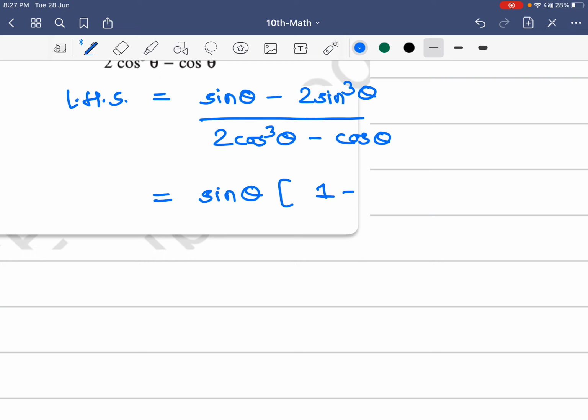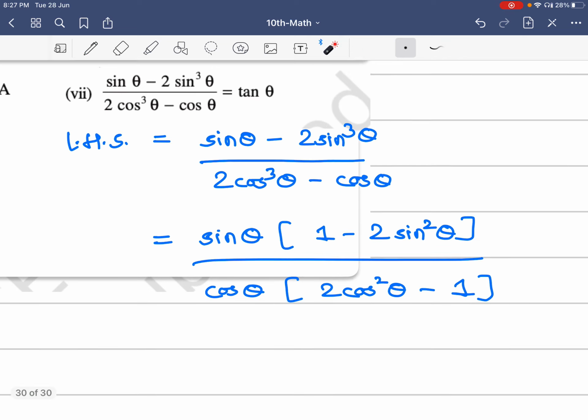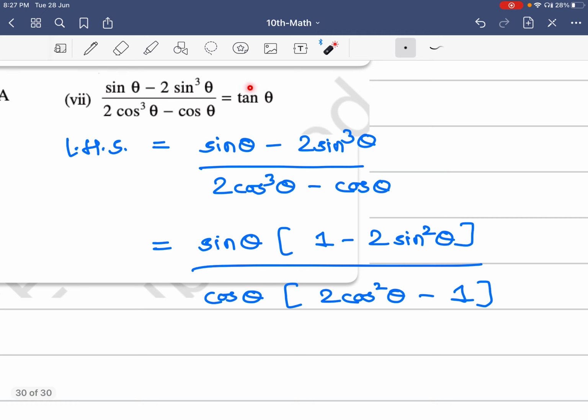So that's going to be 1 minus 2 sin square theta, and this whole divided by, once again cos theta is common from the denominator, so it's going to be 2 cos square theta minus 1. Now here we can clearly see that this sin theta upon cos theta is equal to tan theta, which is what the right hand side is.